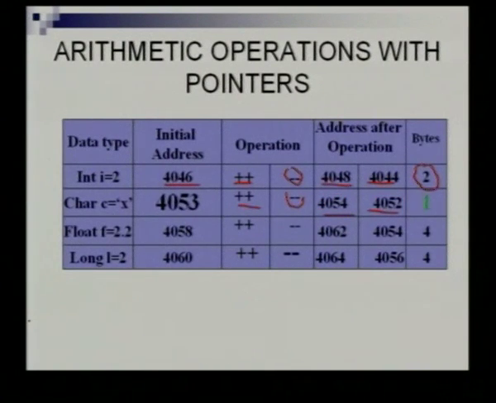This is how the addresses are manipulated. Finally, you have the float value where the initial address is 58. On incrementing, it becomes 62 because a float occupies 4 bytes, and if I decrement, it becomes 54. It is decreased by 4 bytes. So this is how when we perform arithmetic operations using pointers, their addresses are changed.